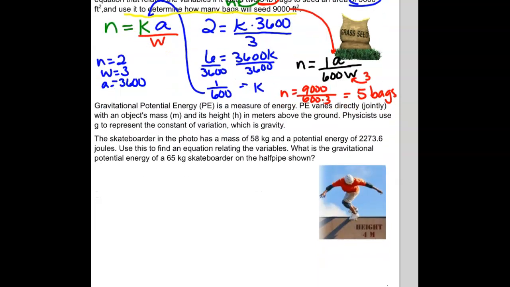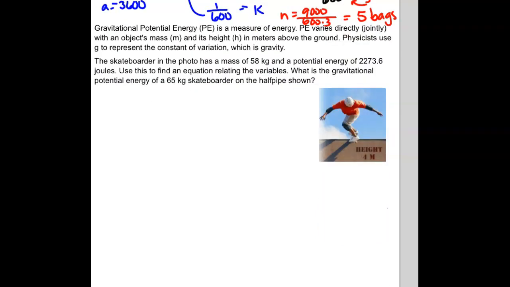Okay, let's look at another one. Gravitational potential energy, which we're going to use PE for that abbreviation, is a measure of energy. Potential energy varies directly. So PE varies directly with an object's mass and its height. Now remember, directly with 2 or more variables could also be written as jointly. Okay, so PE varies, we have our constant of variation, directly with the mass and the height.